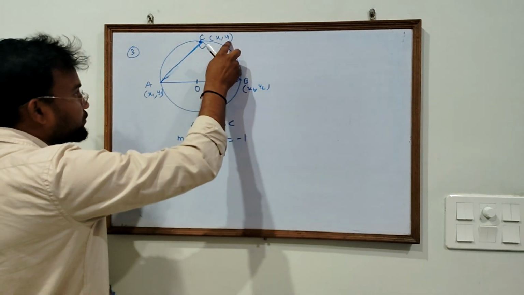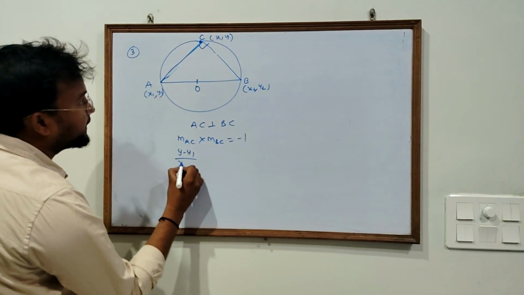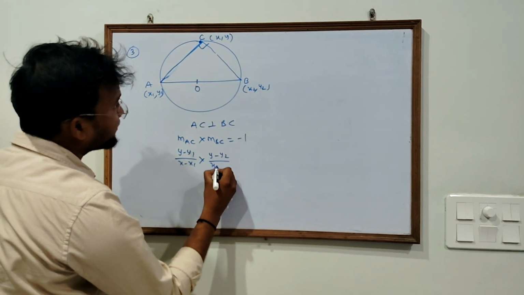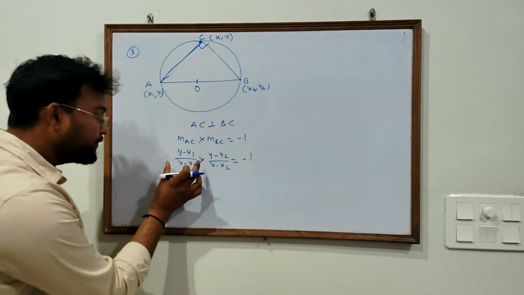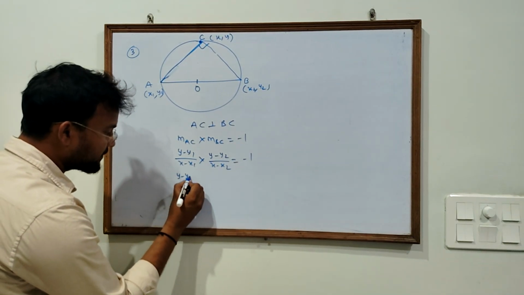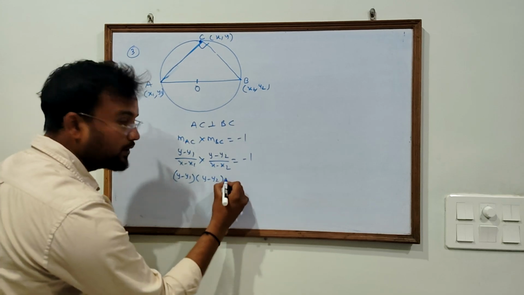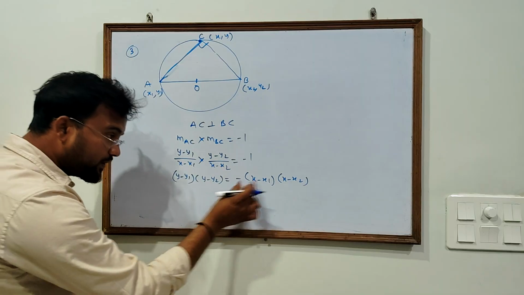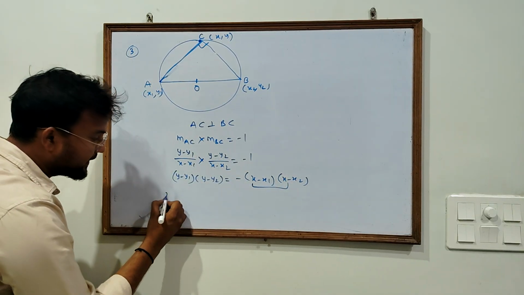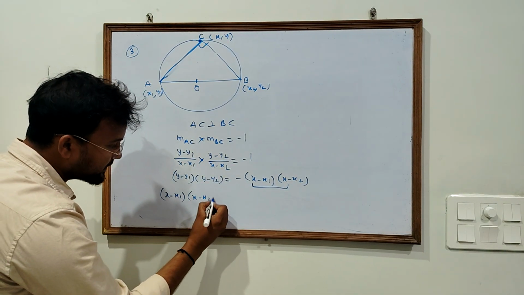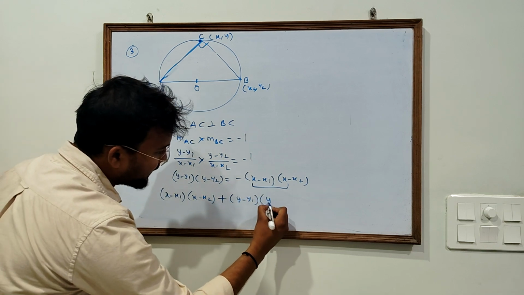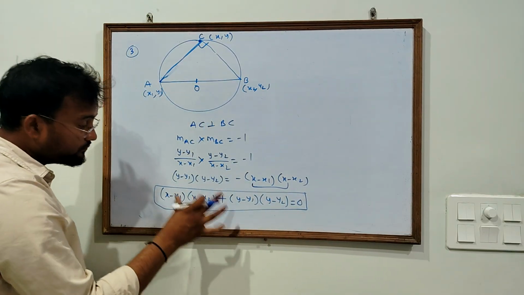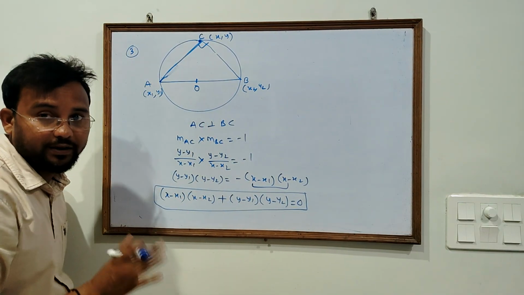What is the slope of AC? That should be y minus y1 upon x minus x1. And what is the slope of BC? That should be y minus y2 upon x minus x2, is equal to minus 1. If you simply cross multiply, this should be y minus y1 into y minus y2 is equal to minus of x minus x1 into x minus x2. If you shift this minus term to the left side, you get x minus x1 into x minus x2 plus y minus y1 into y minus y2 is equal to 0. So here we got the equation of the circle when the extremities of the diameter are given.